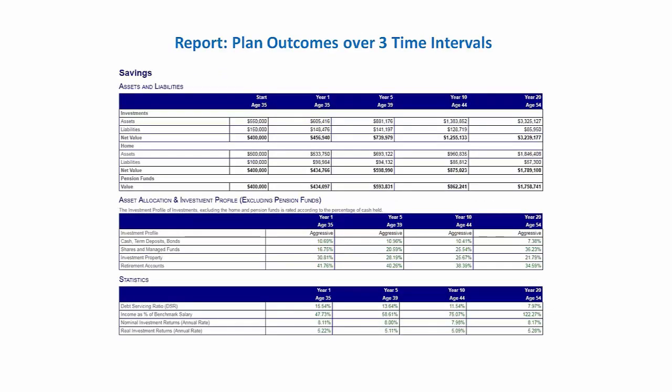This information regarding the plan is generated by a report called Plan Outcome over 3 time periods. All the information at the start of the plan is displayed. The values at the end of years 1, 5, 10 and 20 are displayed.